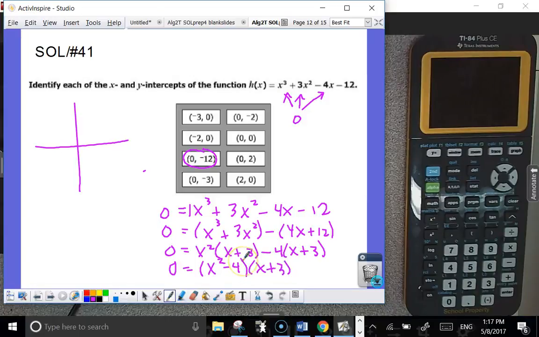But x squared minus 4 can be factored. What are the factors of x squared minus 4? x plus 2 times x minus 2. And we still have the x plus 3. And all that equals 0. So what are the 3 zeros? -2, +2, -3. So where are those as the points?